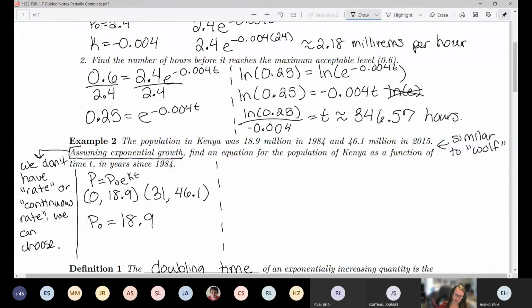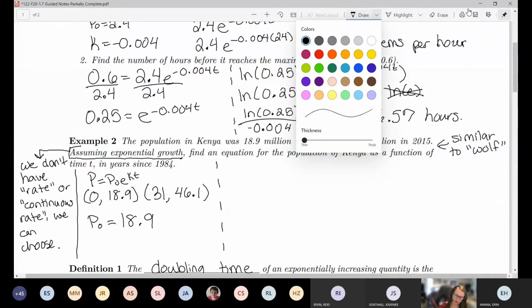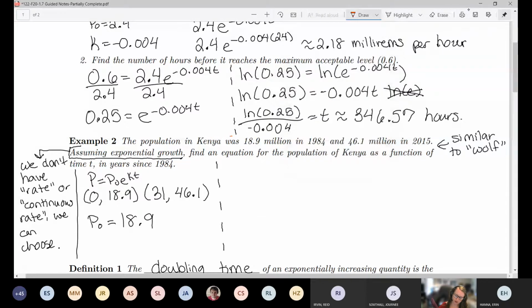So how do you know which is the x and which is the y? This phrasing right here. Let me do it in another color. Red. Find an equation for the population of Kenya as a function of time. So population as a function of time, essentially saying that exact same thing, but cutting out some of the fluff.